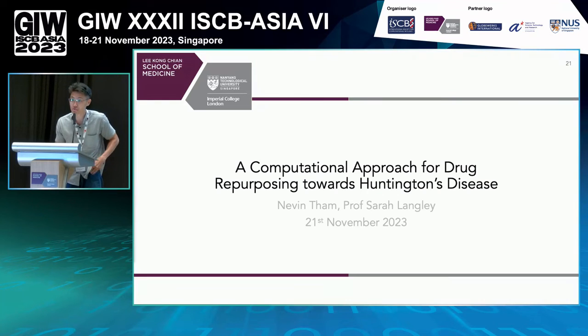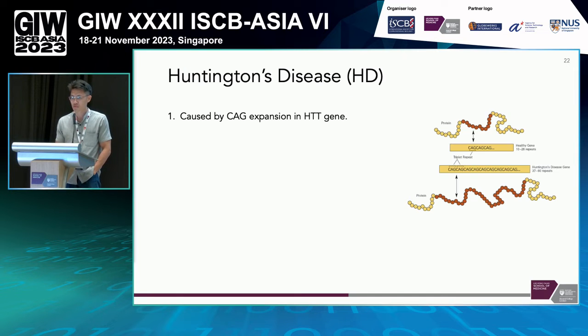Thank you for the opportunity to share my work titled Computational Approach for Drug Repurposing Towards Huntington's Disease. Huntington's disease is a monogenic neurodegenerative disorder caused by an expansion in the CAG repeat tract in exon 1 of the Huntington gene. In normal healthy individuals, there are less than 36 repeat units, and in patients with more than 40 repeat units, HD is fully penetrant.